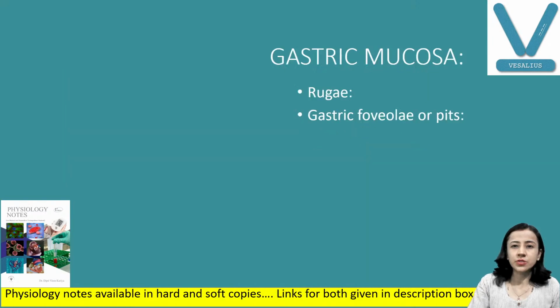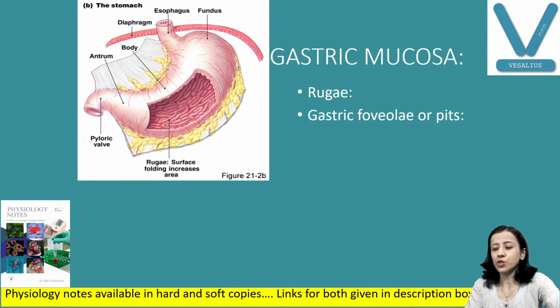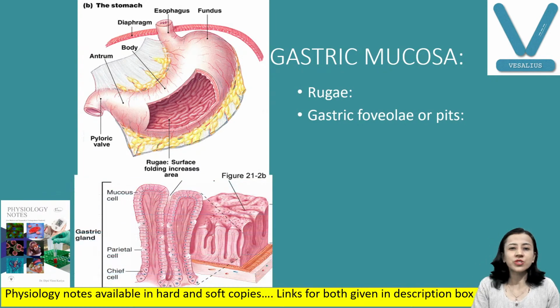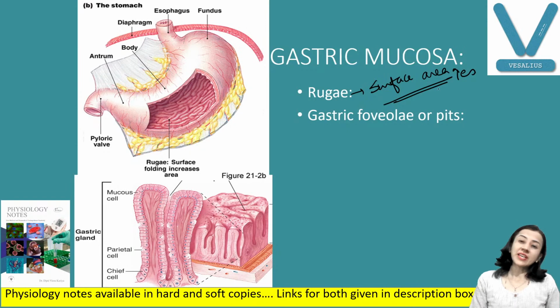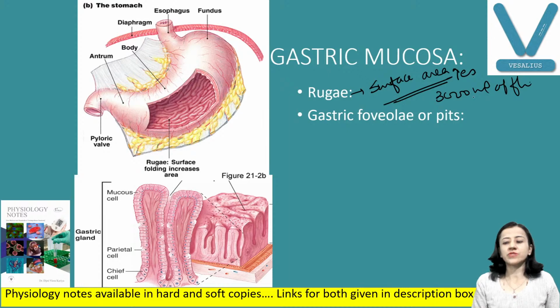Number 1, you can see here, folds or rugae are present. Now, what are these folds or rugae? You can see here the mucosa, the innermost layer, shows foldings. And what is the importance of folding? Because of the folding or rugae, the surface area of the stomach increases. Okay, fine. So you can say that the stomach can accommodate about 3000 ml of fluid, because when the folds open, a large amount of fluid can enter.